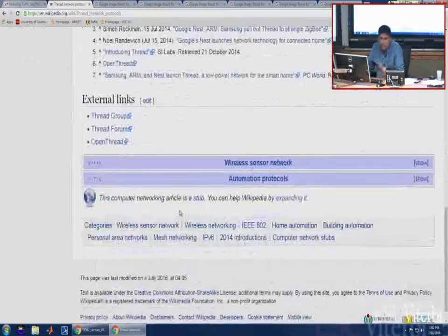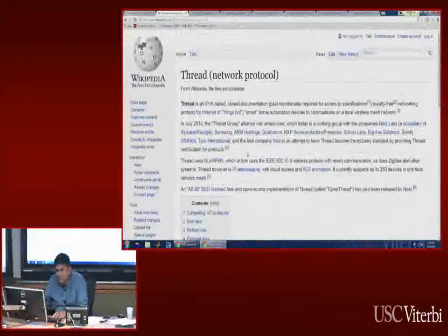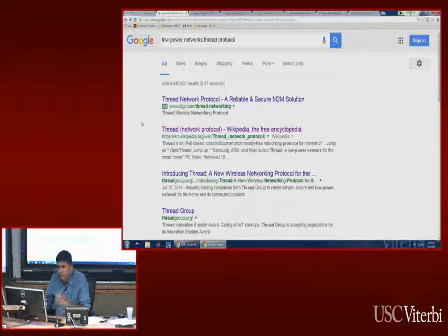But it's another example of a multi-hop wireless protocol that industry is developing or pushing for use in applications. In this case, a lot of the applications have to do with home automation or home IoT systems. So these are a few examples of multi-hop wireless networks that are static.